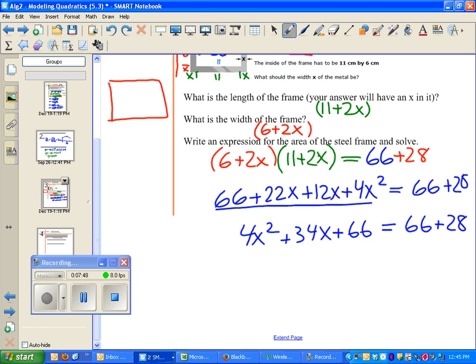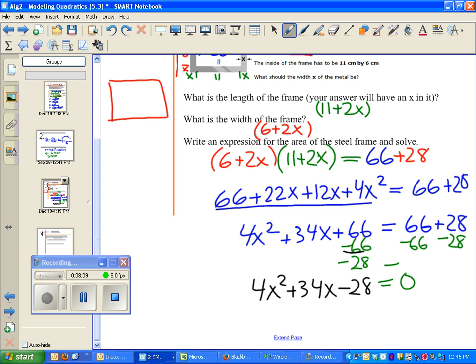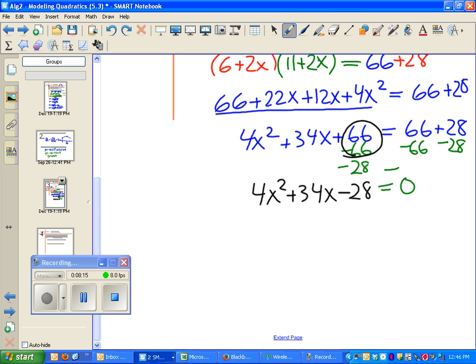And I know I have 66 on both sides, so if I subtract 66 from both sides, and actually I want to put it in standard form, so I'll subtract 28 as well. On this side I get 0, and on this side I have 4x squared plus 34x minus 28. This added up to 0, and so what I have left for my constant is negative 28. And then from there, they're all even, so I can divide everything by 2. So I have 2x squared plus 17x minus 14 equals 0.